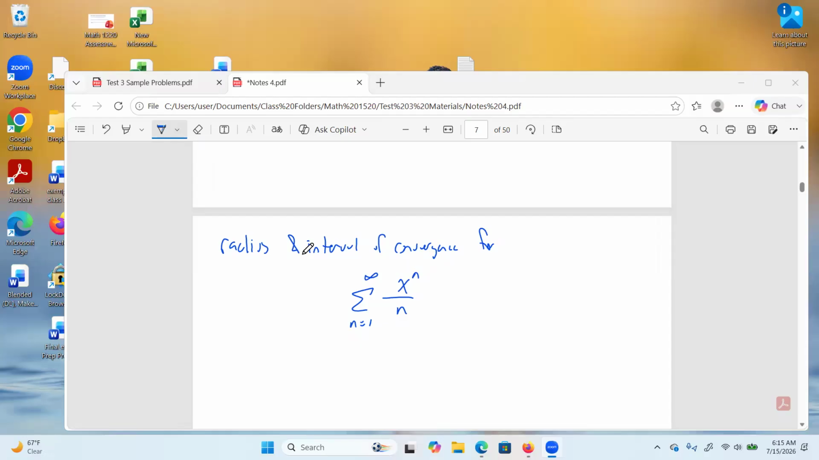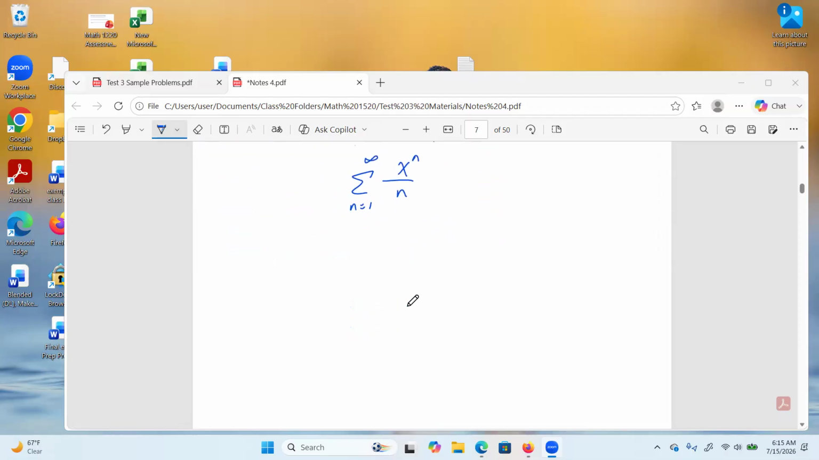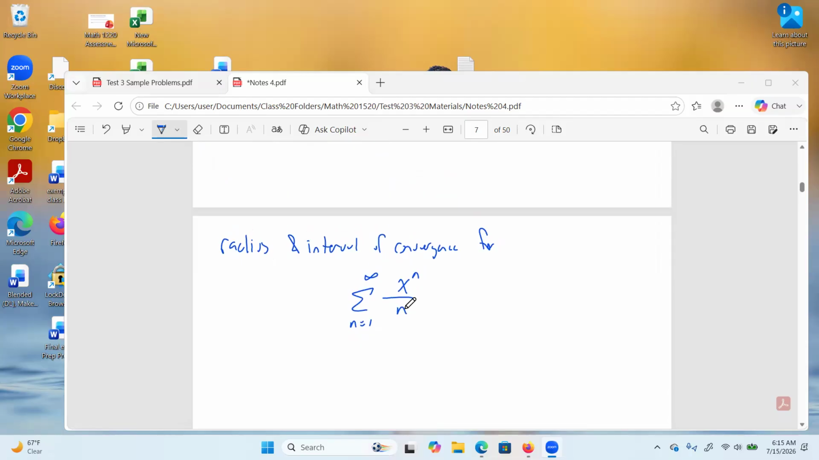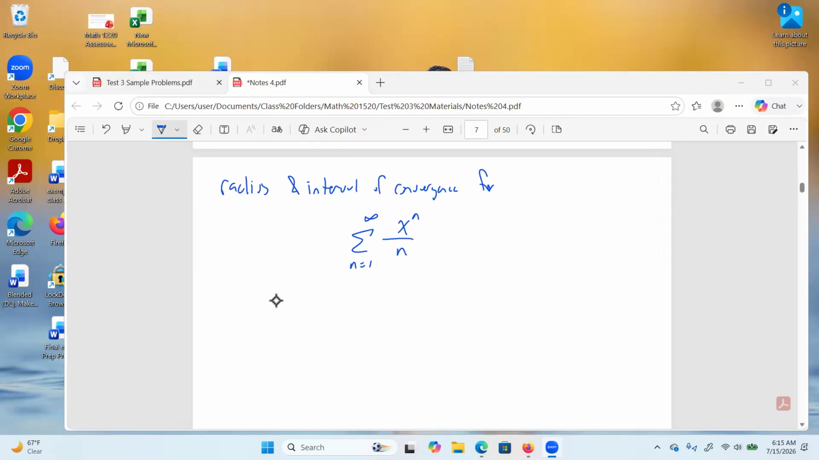So we are going to try to figure out the interval and radius of convergence for the series, the sum of n goes from 1 to infinity of x to the n divided by n. First, you might look at this and say, what the heck am I supposed to do with this? Let's go ahead and try our old friend, the ratio test. So I'm going to try the ratio test, right?